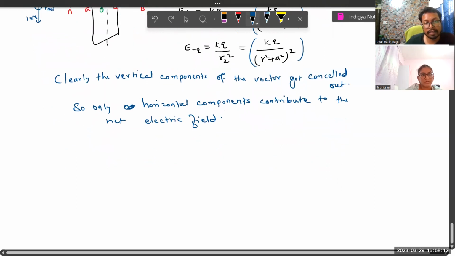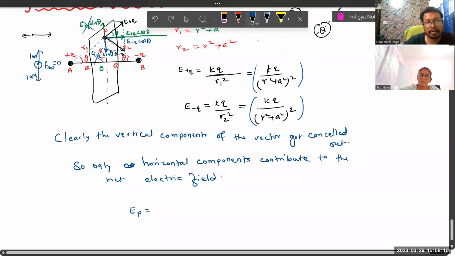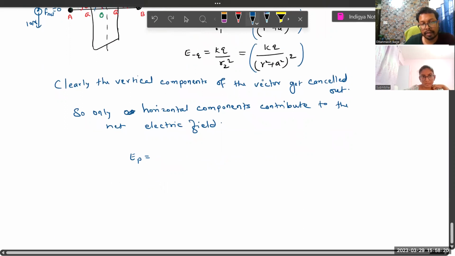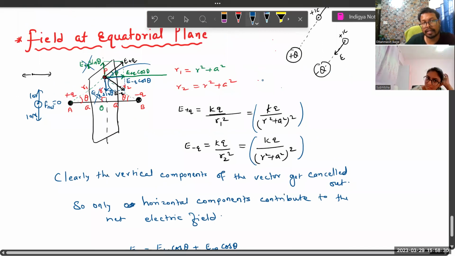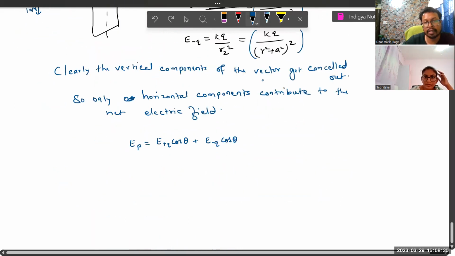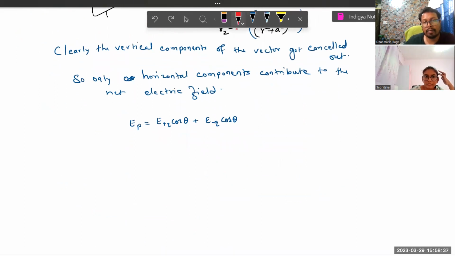So just see that EP will be equal to what? E plus Q cos theta plus E minus Q cos theta. They are in the same direction. Getting it? They are in the same direction. So we will just be adding those two vectors.